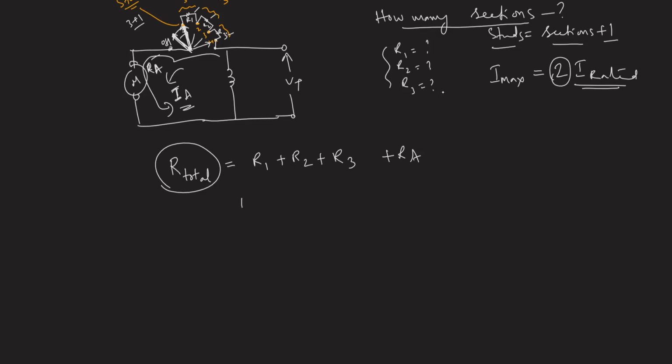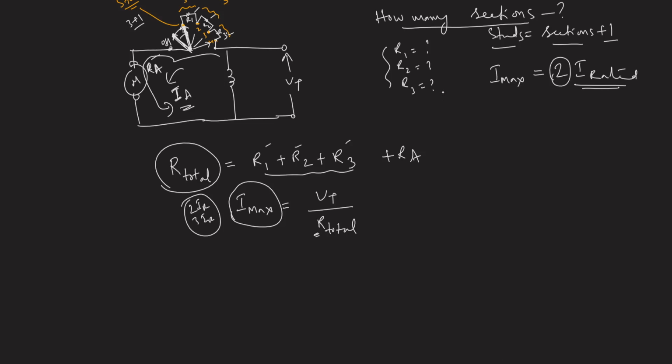Now the initial maximum current which I am trying to limit will depend upon these resistances. So Imax is Vt divided by R total, right? I can limit this maximum current to some 2 times I rated or 3 times I rated. I can define whatever value I want. Based on that, this R total should be there. Based on this R total, I have to decide these 3 section values.